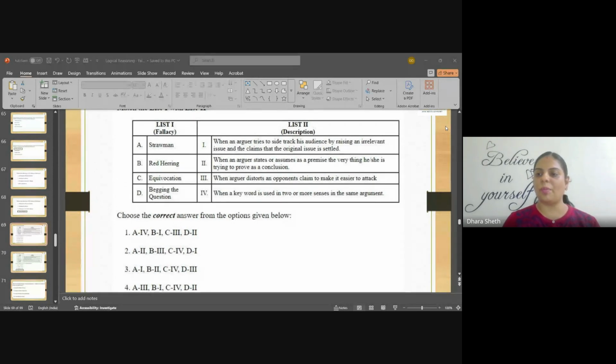Probably for someone, strawman could be something that they remember. For someone, red herring could be something that they remember. Of course, you should remember all of them. Sometimes they just give you the name of a fallacy and ask which of the given options belongs to this. But for match A with B, you just need to verify once you have shortened it to two options. So the answer is yes, it is 4.